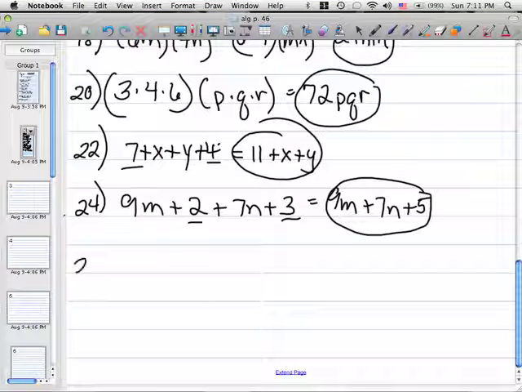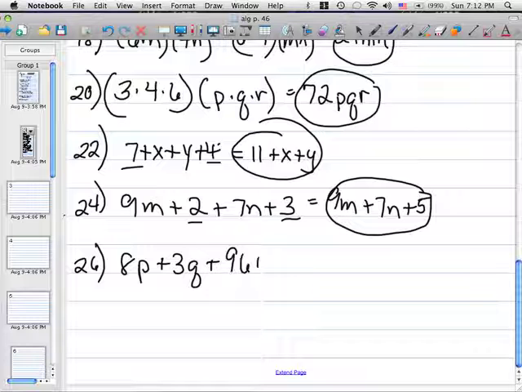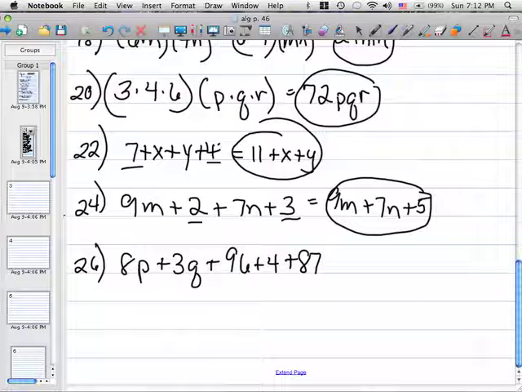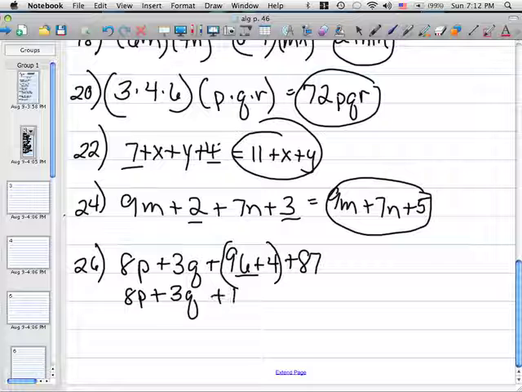26, we have 8p plus the 3q. And then you have 96 and 4, which makes 100, plus the 87. So I have 8p plus 3q, 96 and 4 make 100, so that's plus 187.